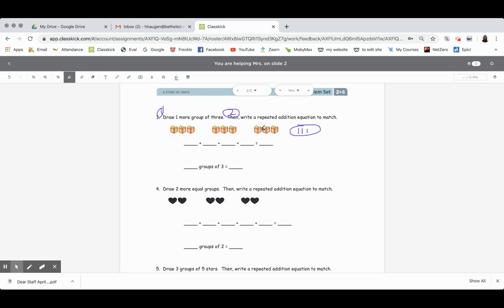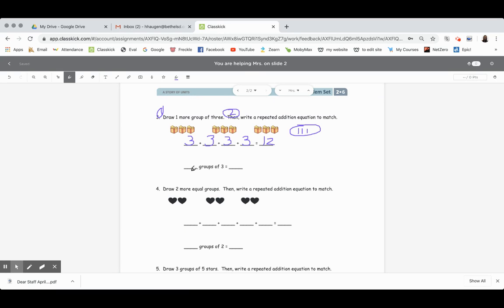So what number is repeating here? Each group has 3 presents, right? So 3 plus 3 plus 3 plus 3. And when I count, I have 3, 6, 9, 12. So I just did some skip counting to get my total.